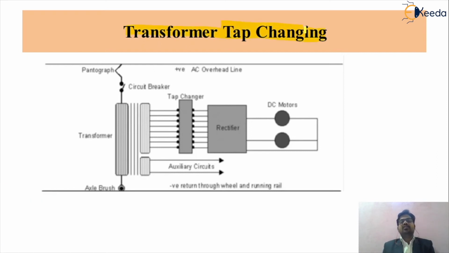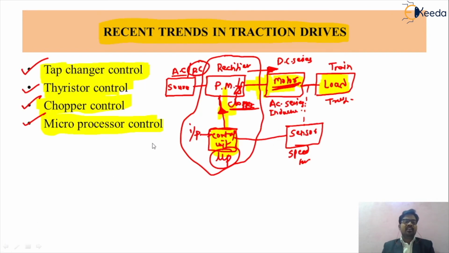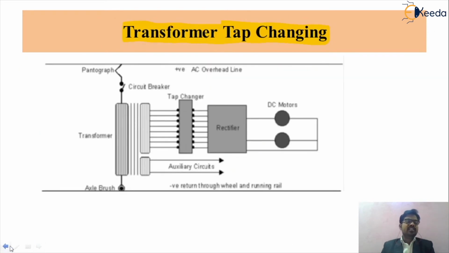changing method. So why are we using the transformer tap changing method? We have to get the basic fundamental concept here from that particular block diagram. We want to control the speed of that particular motor. That is our aim. As shown in the figure, friends, this is the system of your electric train. This is an AC overhead transmission line, which will be carrying power.